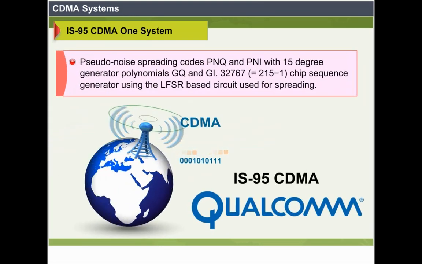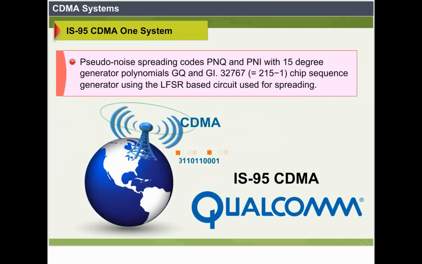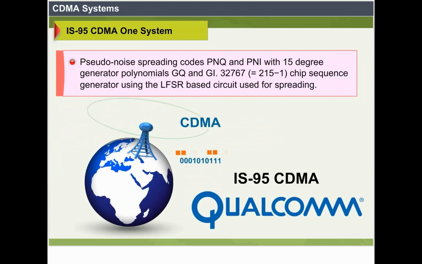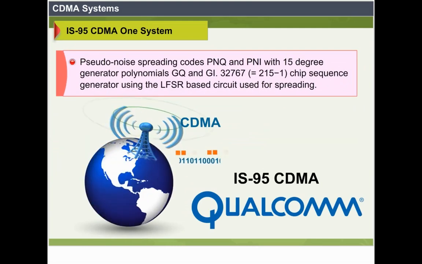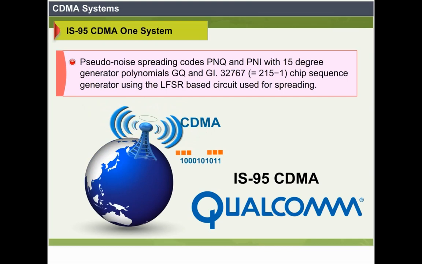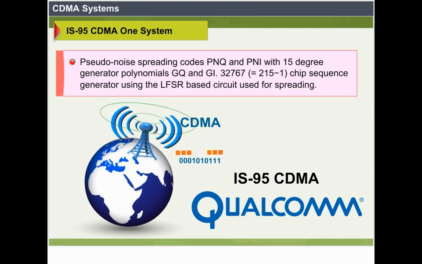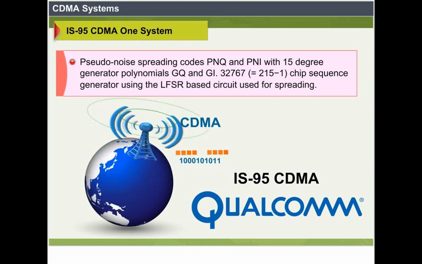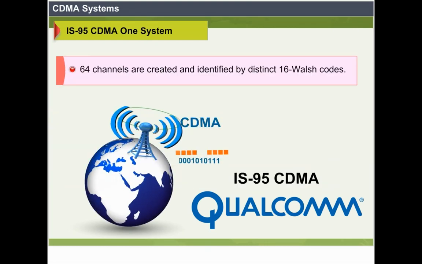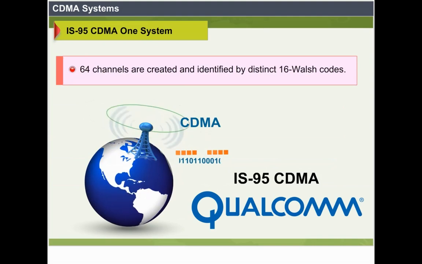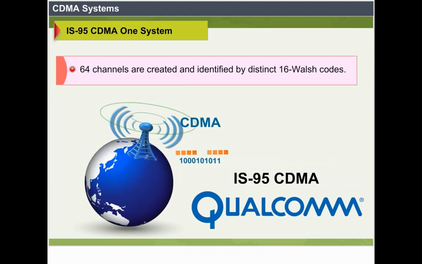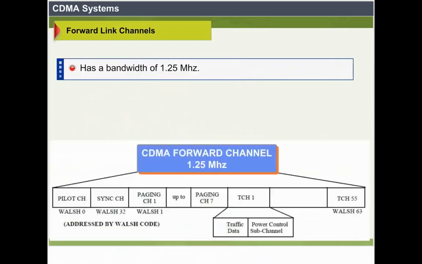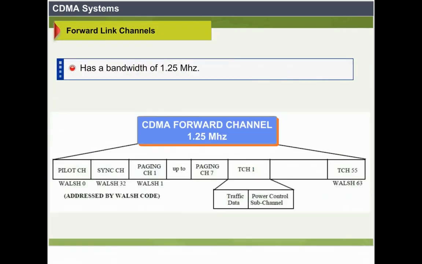Pseudo noise spreading codes PNQ and PNI with 15-degree generator polynomials GQ and GI. A 32767, equal to 2^15-1, chip sequence generator using an LFSR-based circuit is used for spreading. 64 channels are created and identified by distinct 64-bit Walsh codes. Forward link channels have a bandwidth of 1.25 MHz.